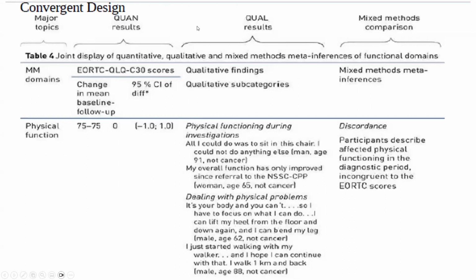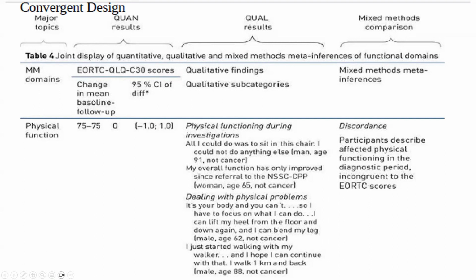Okay. This is a joint display table. Always be careful. In conversion design, there is a joint display table. What is the joint display table showing? This is the topic. This is the content. This first column is what? How you present the result? This is the content in tabular form. This is the point result.